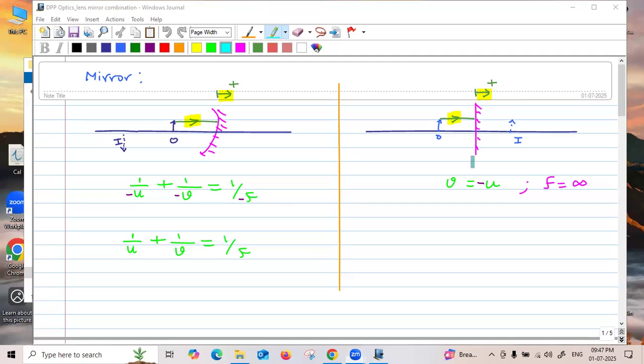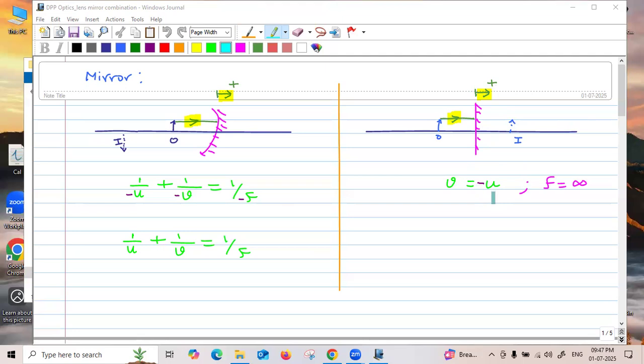Plane mirror: we know the object is kept at a distance, the image forms on the other side, and it's a virtual image at the same distance, and the magnification is 1. So v equal to u, but again, the positive direction has to be chosen. Its direction should coincide with the direction of incident light. It's towards the right. So u is negative and v is positive according to this convention. So to make this term positive, I have put a minus sign here.